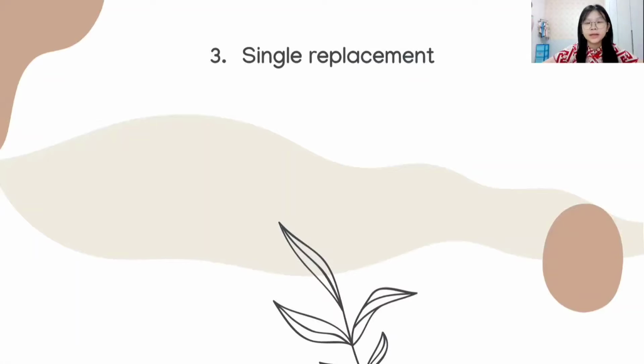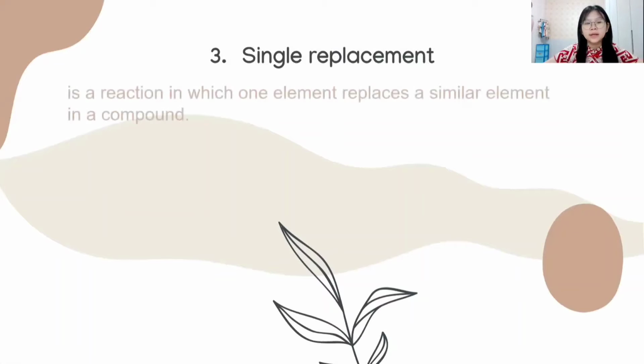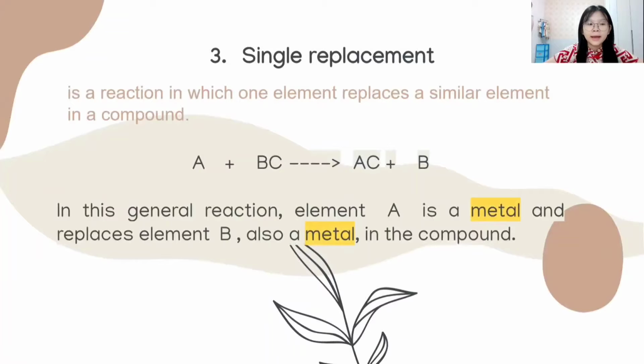The third is single replacement. It's a reaction in which one element replaces a similar element in the compound. A when reacts with BC yields AC and B. In the general reaction, element A is a metal and replaces element B, also a metal, in the compound.